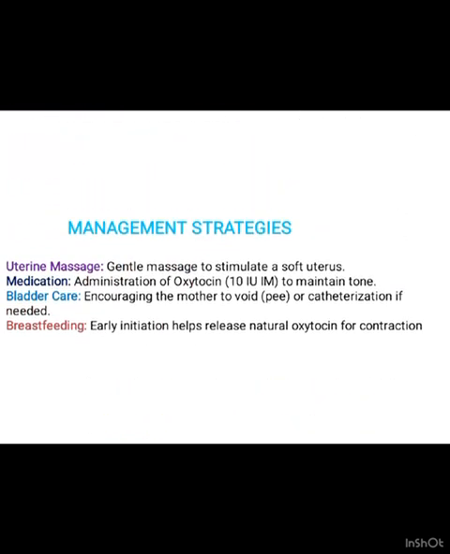Management strategies. First is uterine massage, gentle massage to stimulate a soft uterus. Then medication, administration of oxytocin 10 international units IM to maintain tone. Then bladder care, encouraging the mother to void or catheterization if needed. Then breastfeeding, early initiation helps release natural oxytocin for contraction.